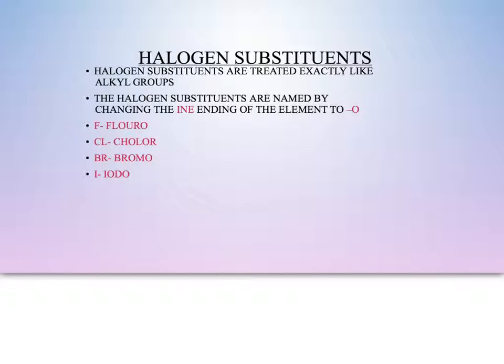Additionally, we can have substituents that are different than just a multiple bond or just a little carbon chain. And the most common substituents that you're going to run across are going to be the halogens. Remember that the halogens are the elements from group 17 on the periodic table, and they consist of fluorine, chlorine, bromine, and iodine. So fluorine would be fluoro, chlorine would be chloro, bromine would be bromo, and iodine would be iodo.